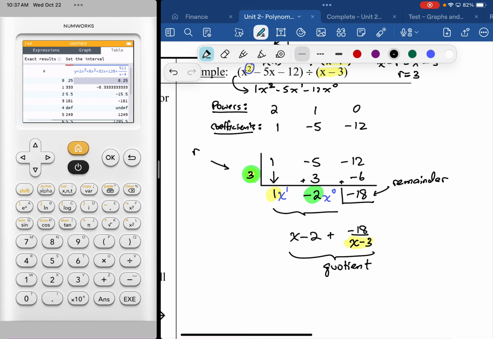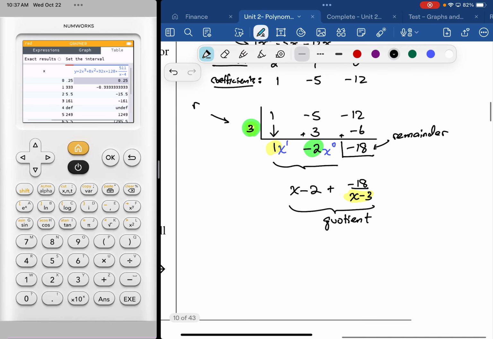All right, so my quotient is x minus 2 plus negative 18 over x minus 3. The little notation that I would throw in here is that if you get a remainder other than 0, so if you get any kind of remainder, it means that what you had as your divisor is not a factor of that original expression.